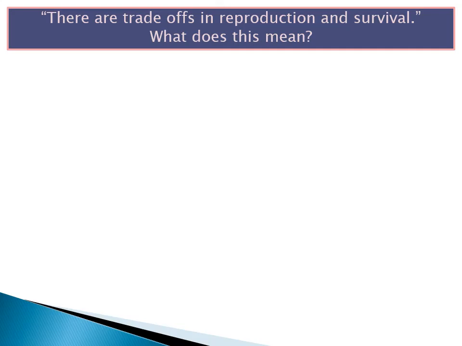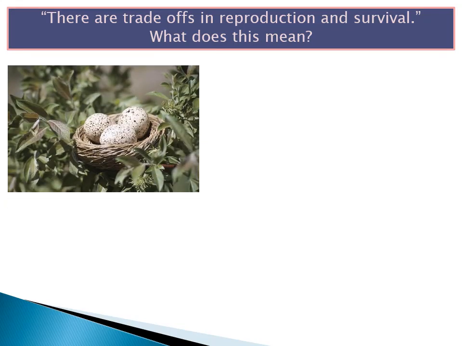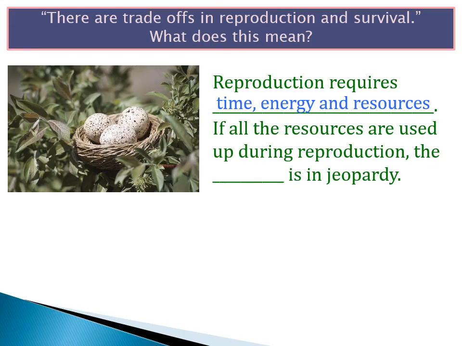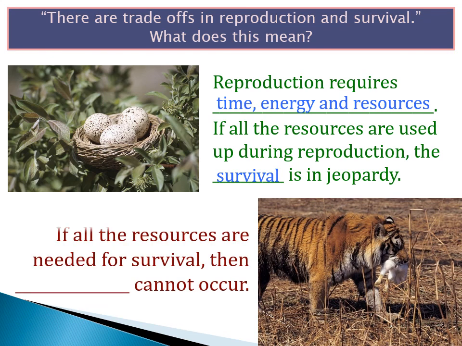There are trade-offs in reproduction and survival. What does that mean? Well, reproduction requires a lot of time and energy and resources for the species to do this. If all the resources are used up during reproduction, then their survival is in jeopardy. So if resources are low, species may not reproduce, or if they do, they may die immediately after. If all the resources are needed for survival, then reproduction cannot occur. If you're starving, you cannot carry a fetus to term.